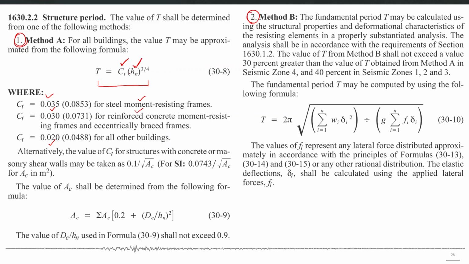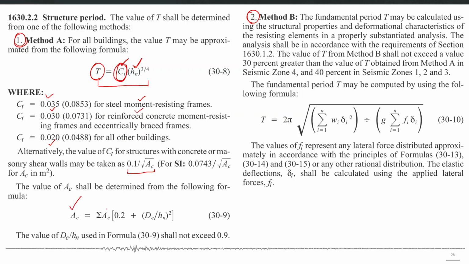The underlying assumption in this approximate formula is that the height of the structure can be simply related to the approximate time period of that structure through different constant coefficients. If your structure has shear walls, if it is not the simple moment resisting frame of either steel or concrete, if it has masonry shear wall or concrete shear wall, then the value of this CT can be taken as 0.1 over the square root of AC, where AC should be determined from this expression.